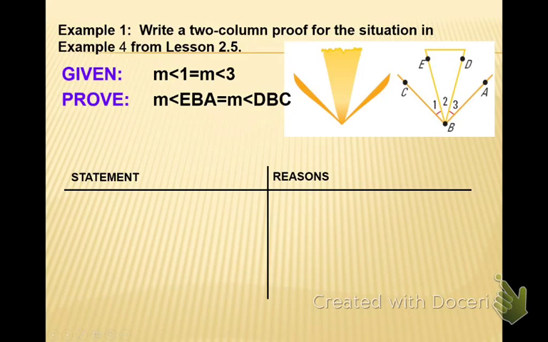So, what are we going to start our proof with? Faith? Yeah, measure of angle 1 is equal to measure of angle 3. That's given. We always start with your given.